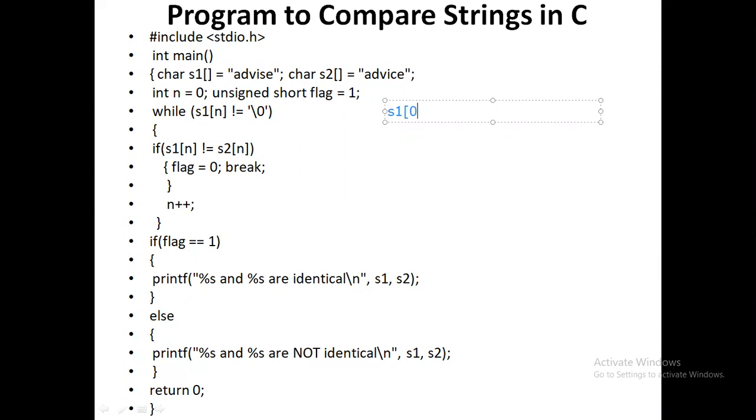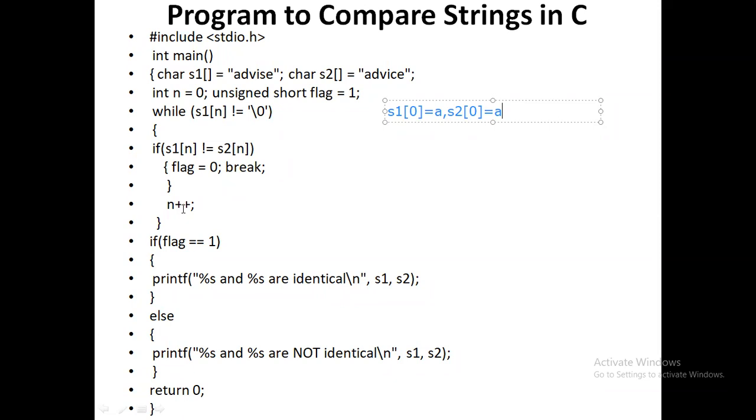S1 of 0, how much is it? It is A. What is S2 of 0? It is also A. So in the first iteration, if S1 of 0 is not equal to S2 of 0, both are equal, so I will not enter this if loop. I will come out of the if loop.